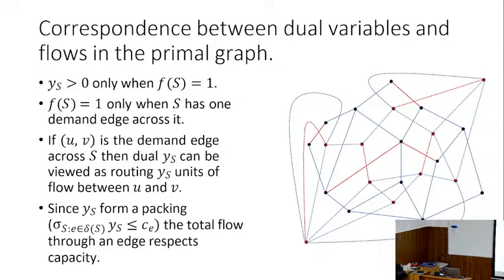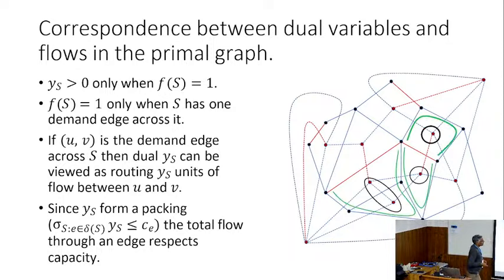Right? So let me show you a picture. When I increase this dual here, this is a vertex in the planar dual. This is a set whose dual I increased. I increase this dual because there is only one red edge across it. In the planar primal, there is only one demand edge. Increasing this dual corresponds to sending this unit of flow.